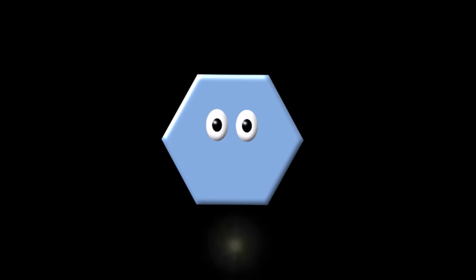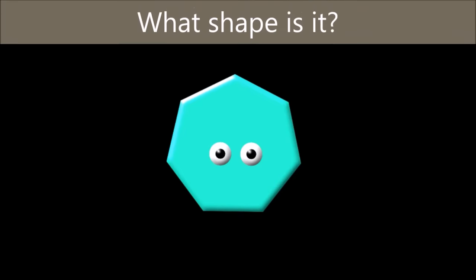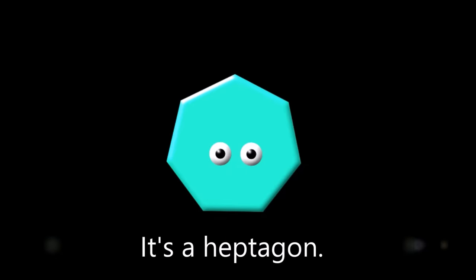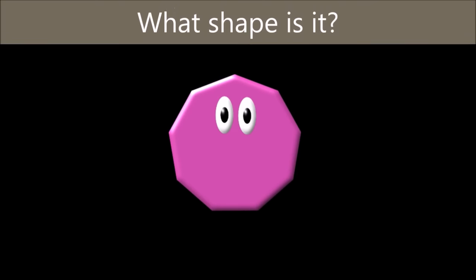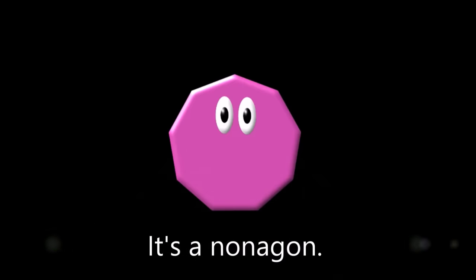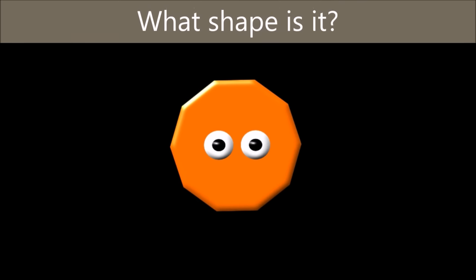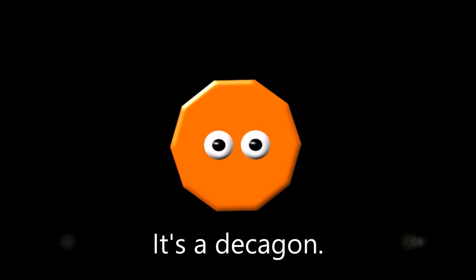What shape is it? It's a hexagon. What shape is it? It's a heptagon. What shape is it? It's an octagon. What shape is it? It's a nonagon. What shape is it? It's a decagon.